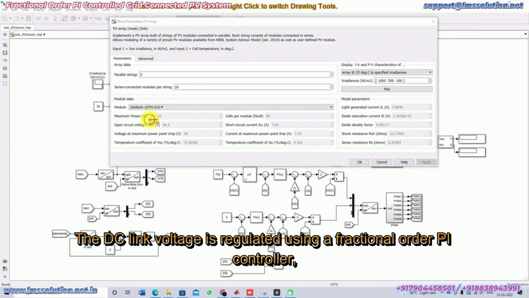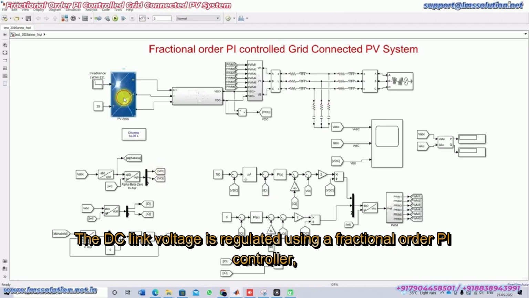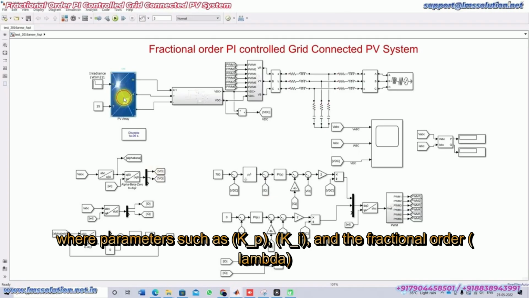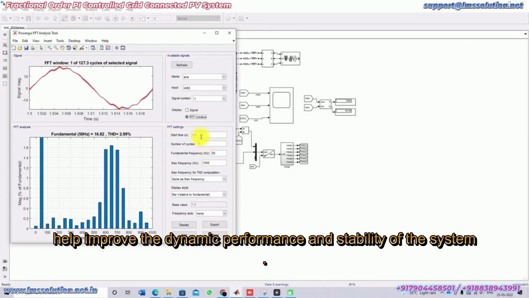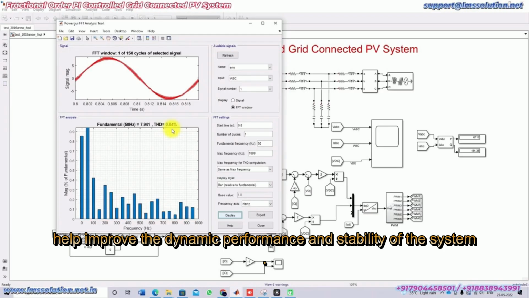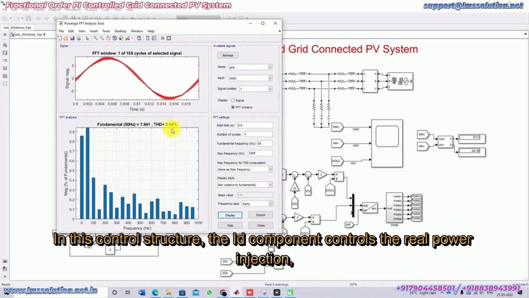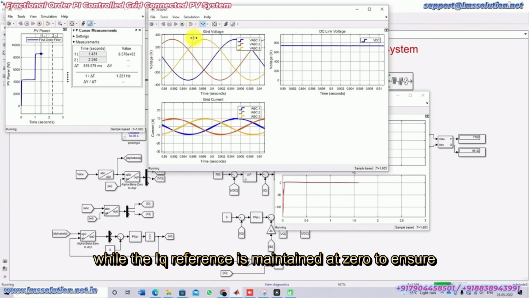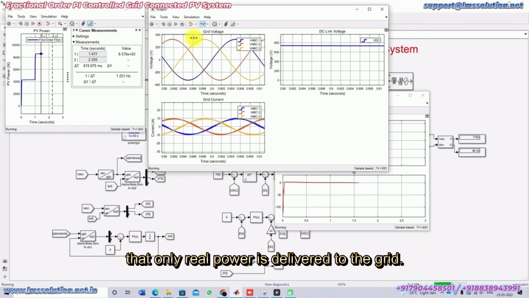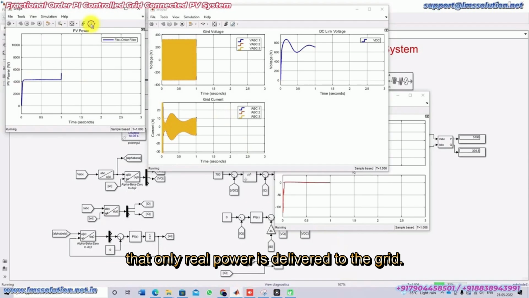The DC link voltage is regulated using a fractional order PI controller where parameters such as KP, KI and the fractional order lambda help improve the dynamic performance and stability of the system. In this control structure, the ID component controls the real power injection while the IQ reference is maintained at 0 to ensure that only real power is delivered to the grid.